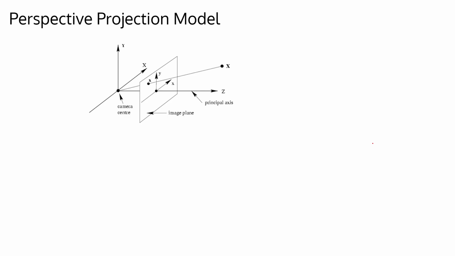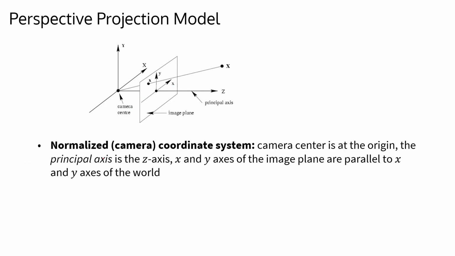Okay, so let's look at the perspective projection model. Here you can see a normalized camera coordinate system. The camera center is at the origin. This is the camera center. The principal axis is the z-axis. It's called the principal axis or the optical axis. X and y axis of the image plane are parallel to the x and y axis of the world plane. So world axes capital X and capital Y are parallel to the image axes small x and small y. So this is the image plane.